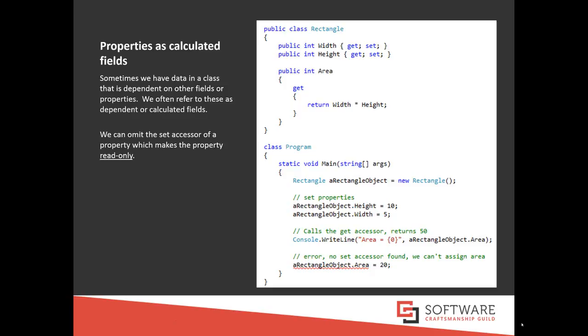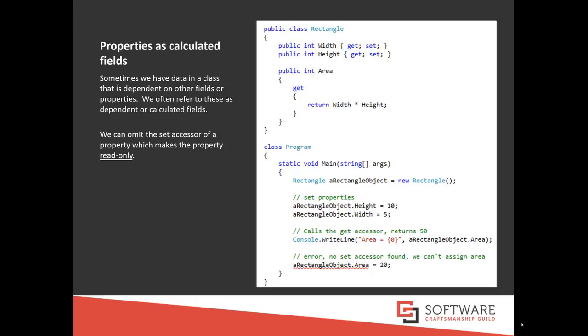So in our fictional program, we have a main method. We're going to instantiate a new rectangle object. We're going to set the height equal to 10. We're going to set the width equal to 5. Then we're going to print out the rectangle's area. In that console write line statement, when it says a rectangle object dot area, it's going to return width times height, which is going to be 50.